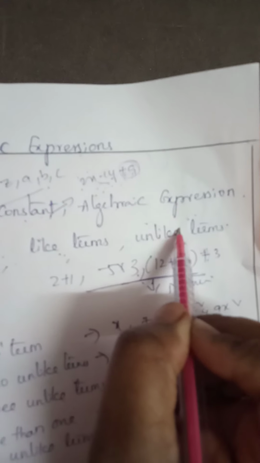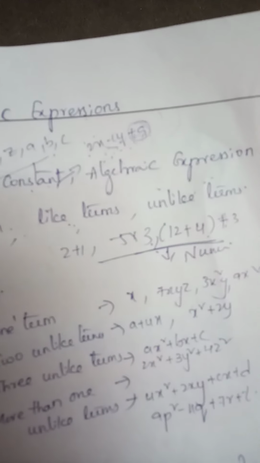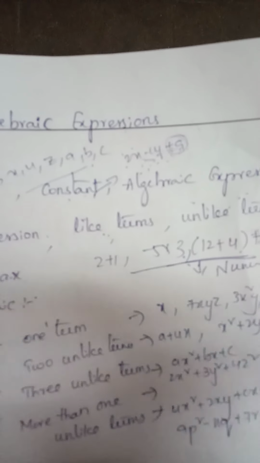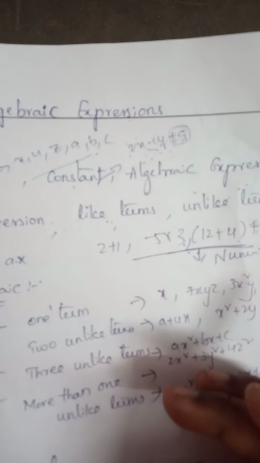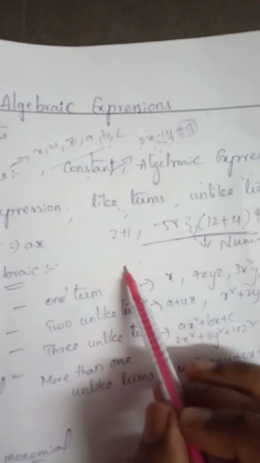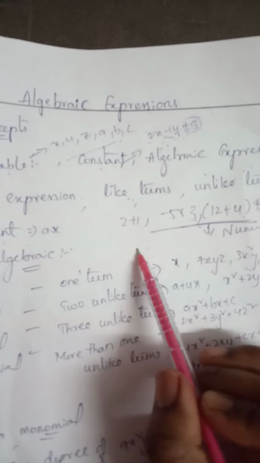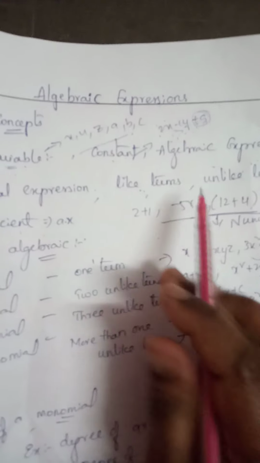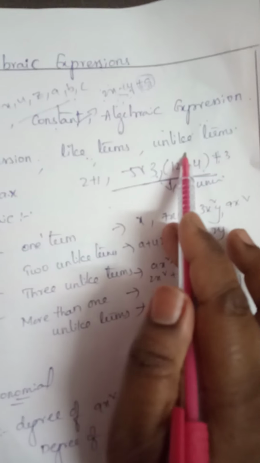Okay, understood? Here again we are going to learn about like terms and unlike terms. Now what are like terms and unlike terms? We have learnt perfectly about variables and constants, and now we can identify whether an expression is an algebraic expression or a numerical expression. In these expressions there are like terms and unlike terms. How can you identify the like terms? How can you identify the unlike terms?